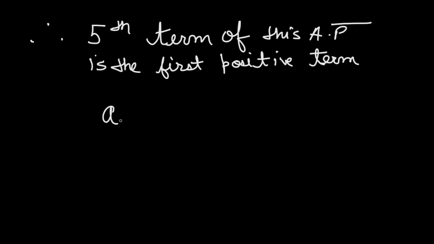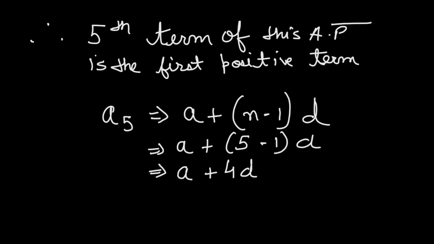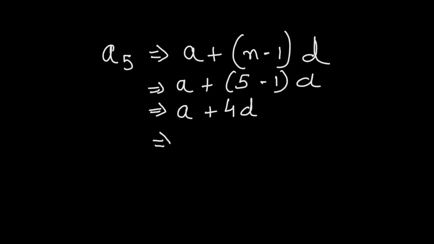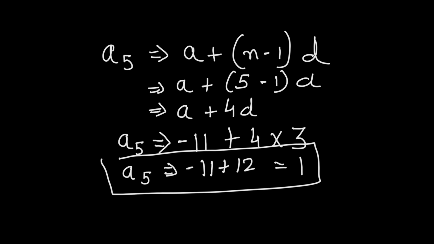Now let us find the fifth term of this AP. As the formula for the nth term is a plus n minus 1 d, the fifth term will be a plus 5 minus 1 d, which is a plus 4d. As the value of a is equal to minus 11 and the value of d is 3, the value of the fifth term is minus 11 plus 12, which is 1. So the fifth term is 1, which is the first positive term.